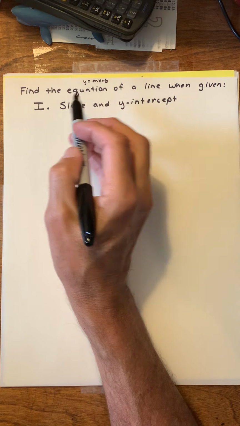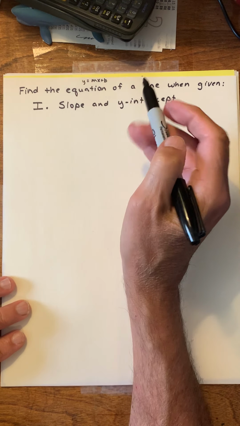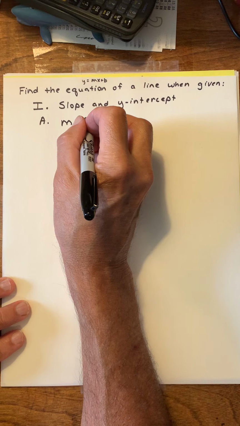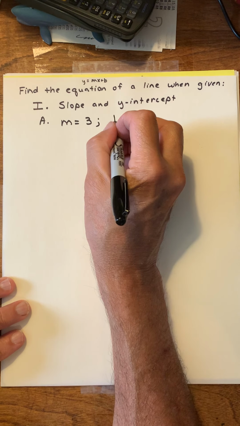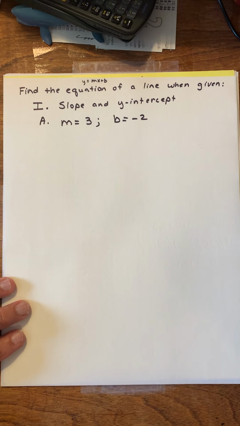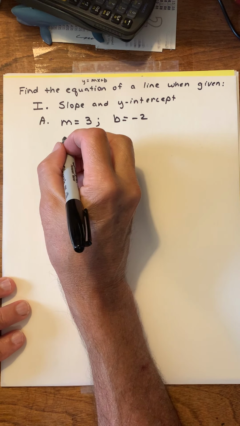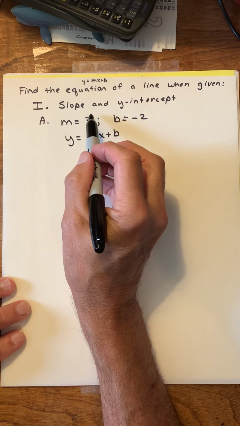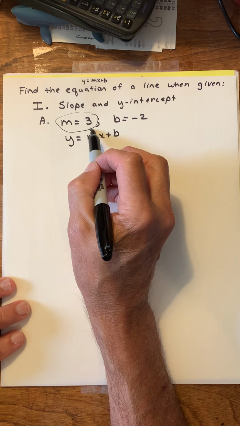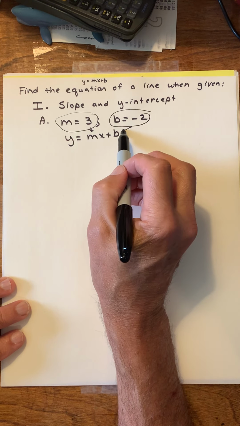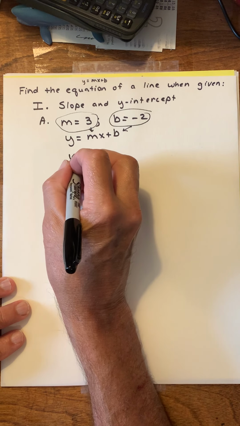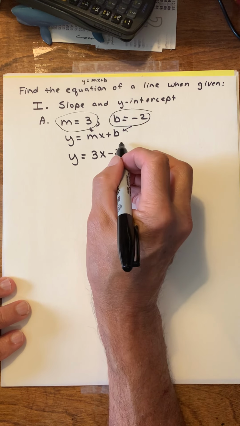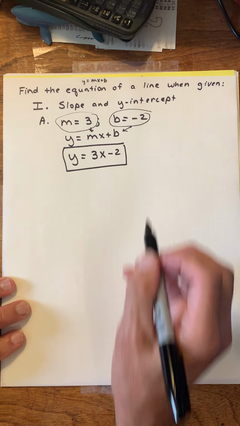All right, find the equation of a line when given the slope and the y-intercept. Most of you are going, hey, this doesn't sound too difficult. Let's say the slope is 3, and the y-intercept is -2. All I have to remember is the slope-intercept form, y equals mx plus b. Hey, I've got m. I've got b. So all I have to do is substitute. y equals 3x plus a -2. We typically write that as 3x minus 2.